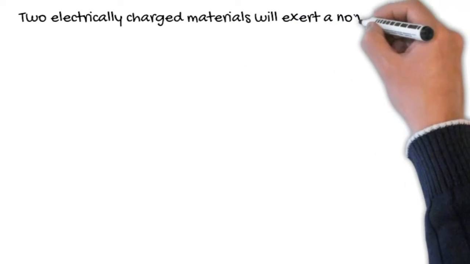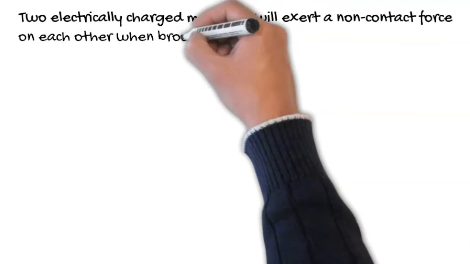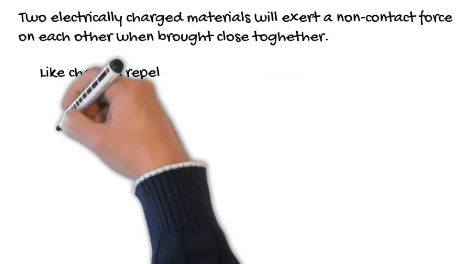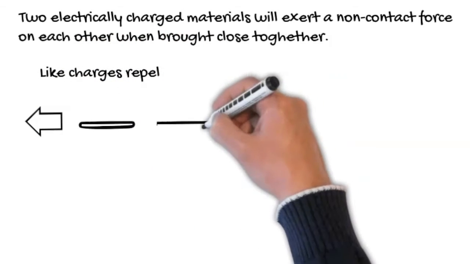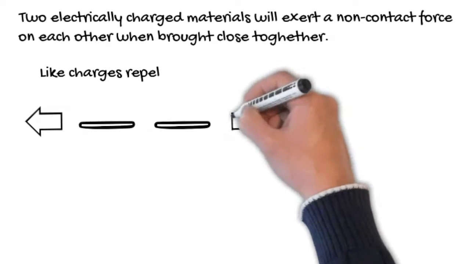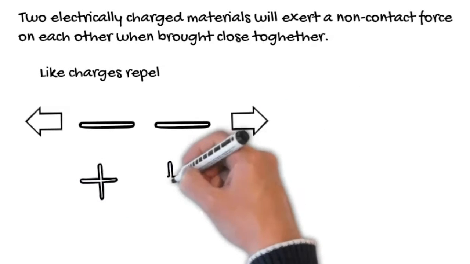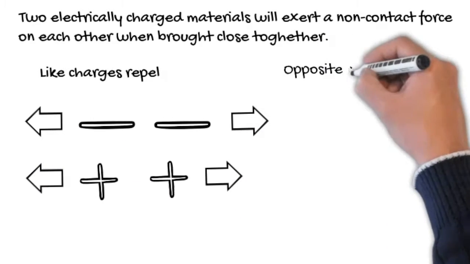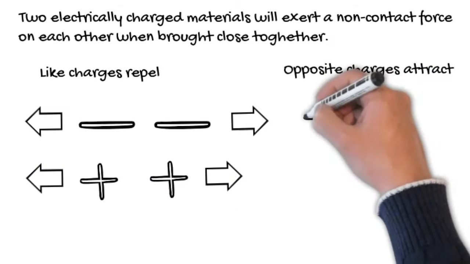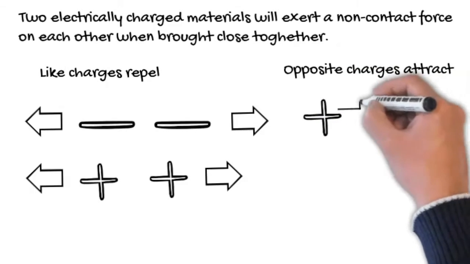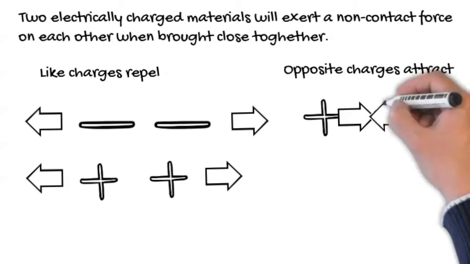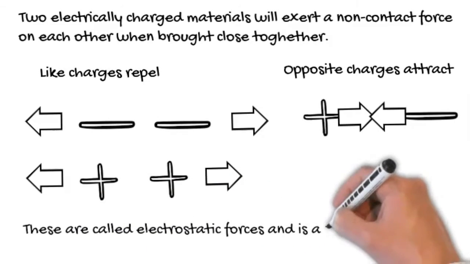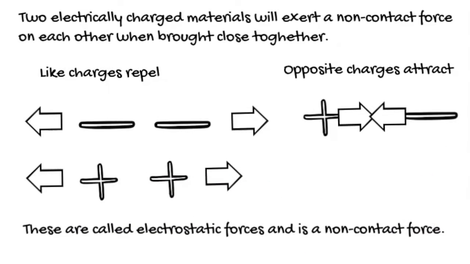Two electrically charged materials will exert a non-contact force on each other when brought close together. Like charges repel, so here we have a negative charge, and it's going to repel with another negative charge. Or here we have two positive charges, and we can see they are repelling each other, moving away. Whereas opposite charges attract, so a positive and a negative charge will move towards each other because they attract. These are called electrostatic forces and is a non-contact force.